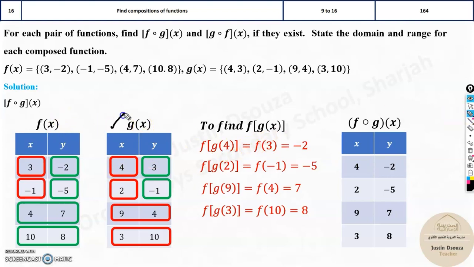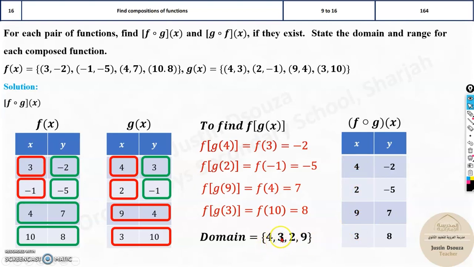Now we start with this table, then find this value, then check whether these are there over here, and finally we get this table. So this x value is the input, that is the domain: 4, 2, 9, and 3. The final range is -2, -5, 7, and 8. So this is how we solve this. So the domain is 4, 2, 9, 3.